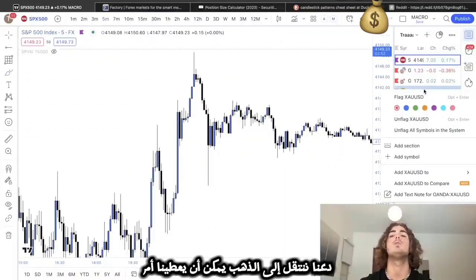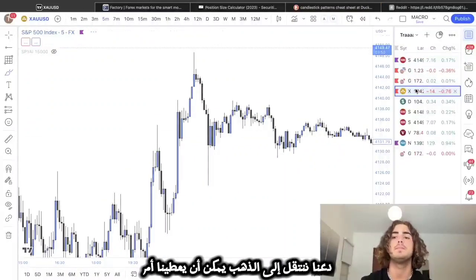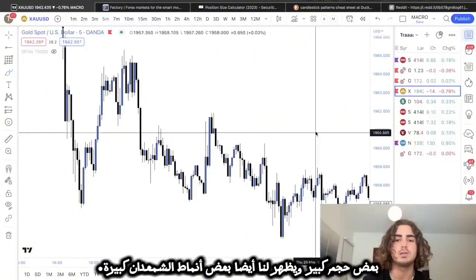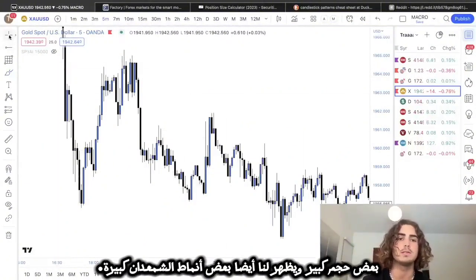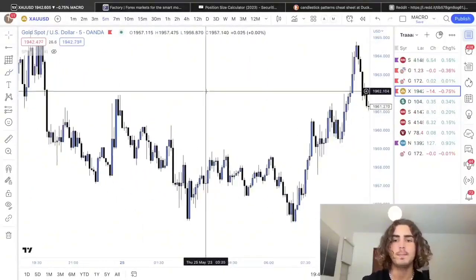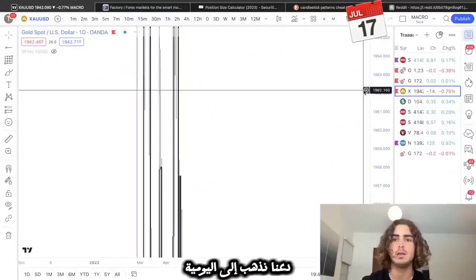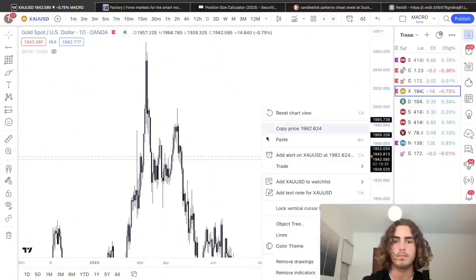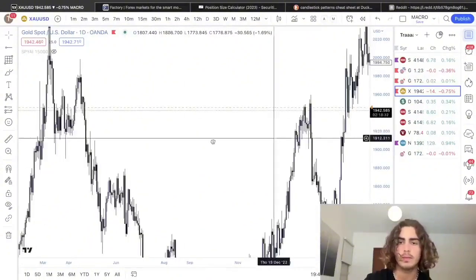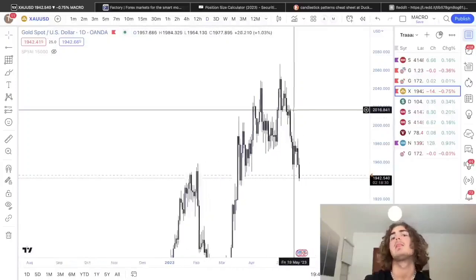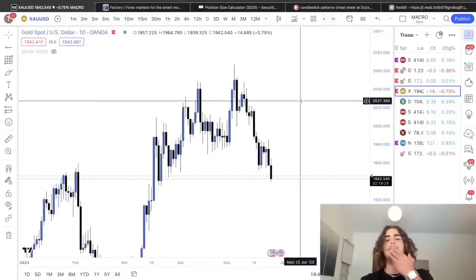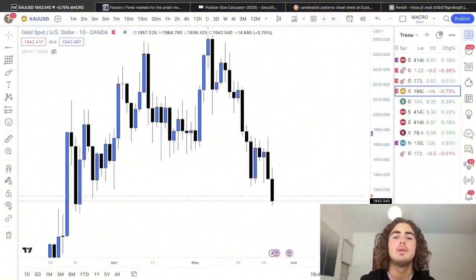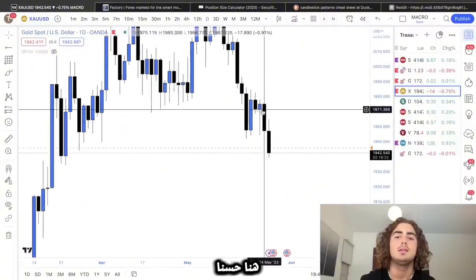Okay, let's go over to gold. Gold can give us some great momentum, some great volume, and also shows us some great candlestick patterns. Okay, let's go to the daily. Where are we at? Okay, right here. This is a great example.